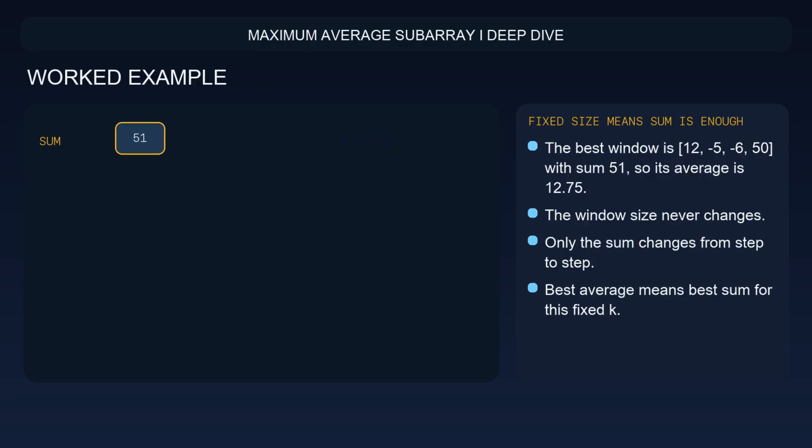The example makes the key simplification obvious. Since every candidate window has the same size, comparing averages is the same as comparing sums. The best window is 12, minus 5, minus 6, 50 with sum 51, so its average is 12.75. So the walkthrough goes in order. First the window size never changes, then only the sum changes from step to step, and finally best average means best sum for this fixed k.